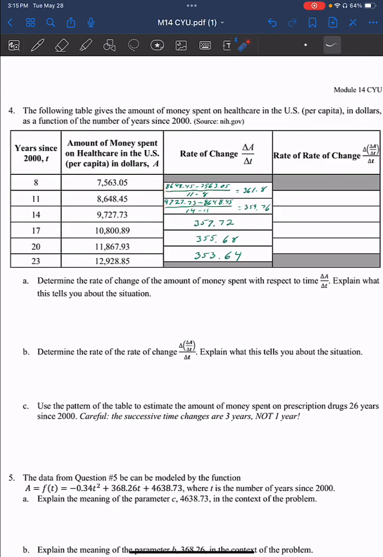And we want to know what that tells us about the situation. What I can see here is that the rate of change is positive, meaning that our outputs are increasing, and we can see that our outputs are increasing. But we can see that the rate of change is getting smaller and smaller. So even though it's positive, it's still getting smaller and smaller. So this tells me that the rate of change is decreasing.